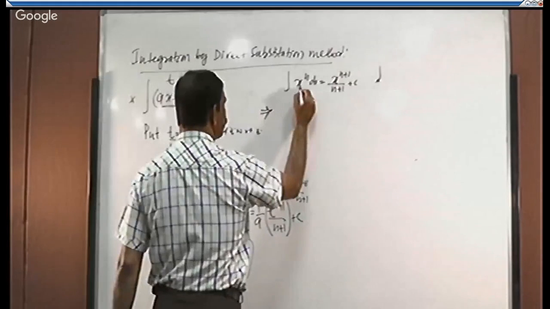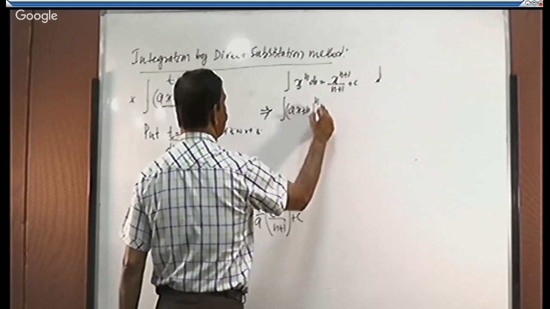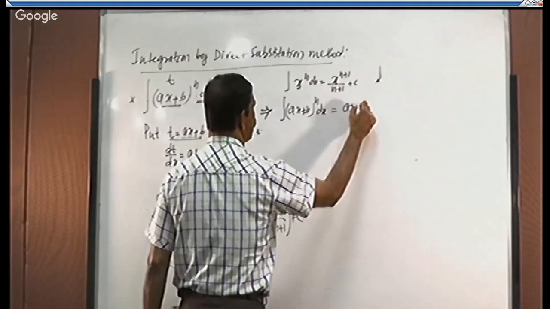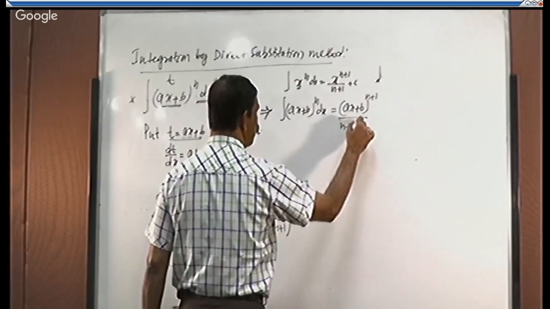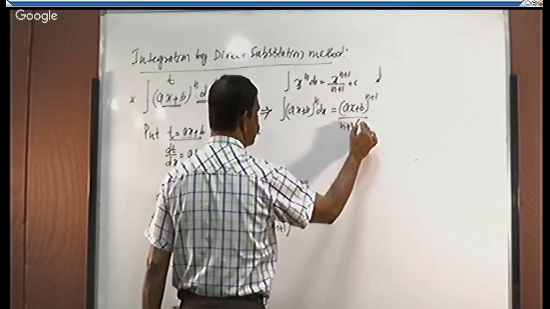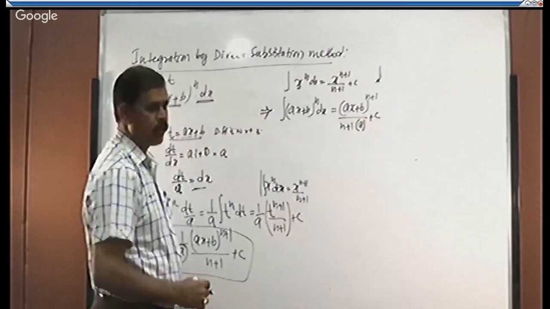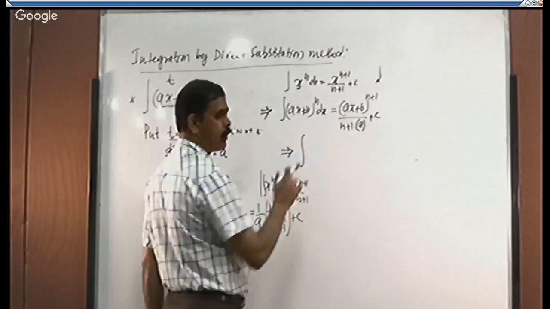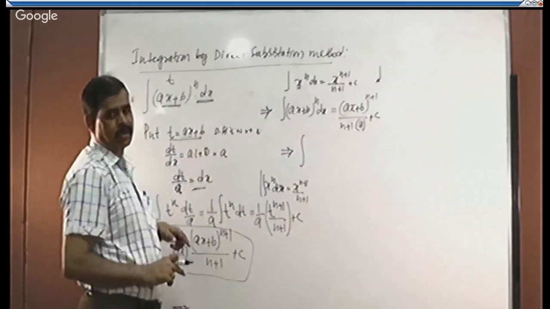See, in place of x, what is there? (ax plus b) to the power of n. What is the answer? Just replace x by ax plus b. (ax plus b) to the power of n plus 1 divided by n plus 1. We need to write the extra. What is that extra? It is the x coefficient. What is the x coefficient? a, plus c. Got it? So now onwards, we can integrate such problems directly without taking this substitution, right?